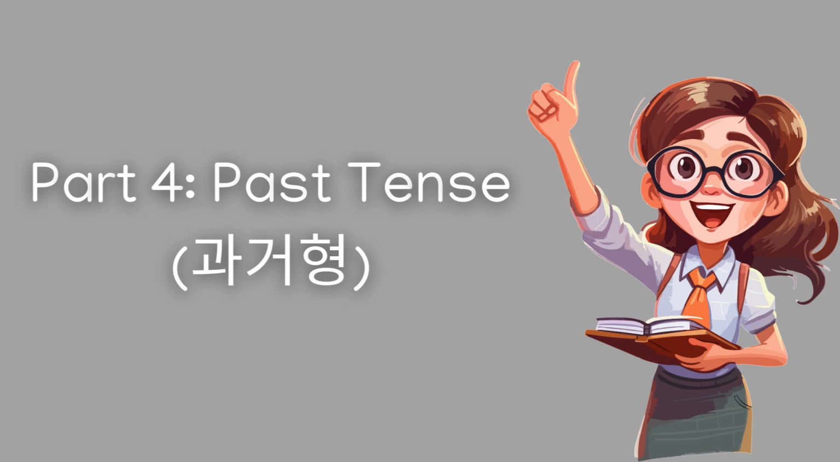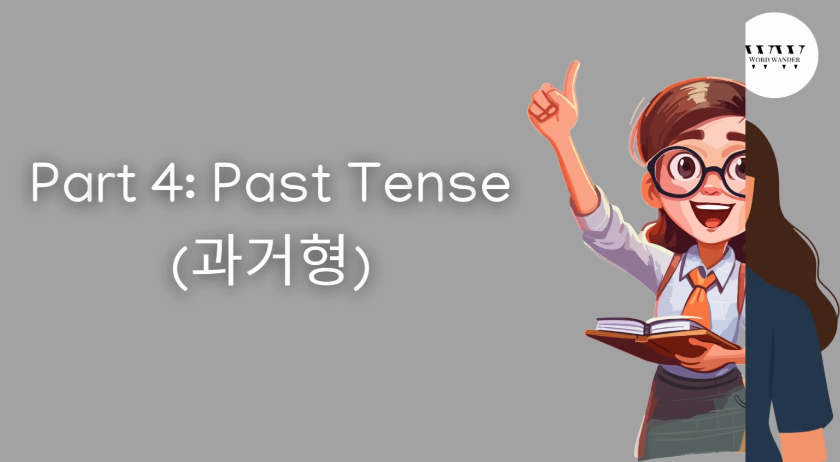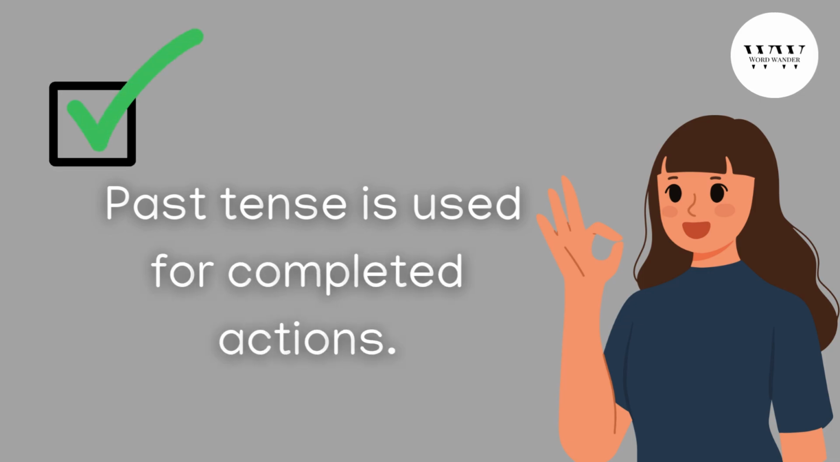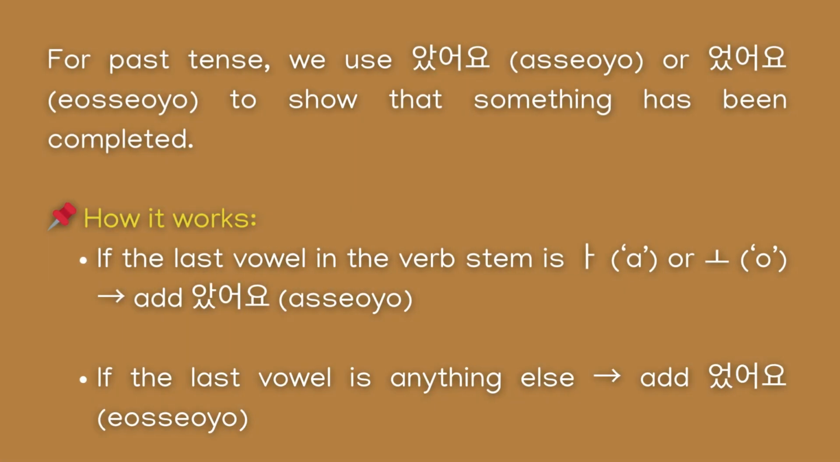Great! Now, let's see how to express actions that already happened. When talking about things that happened before, we use the past tense. Past tense is used for completed actions. For past tense, we use asoyo or osoyo to show that something has been completed. If the last vowel in the verb stem is a or o, add asoyo. But if the last vowel is anything else, add osoyo.